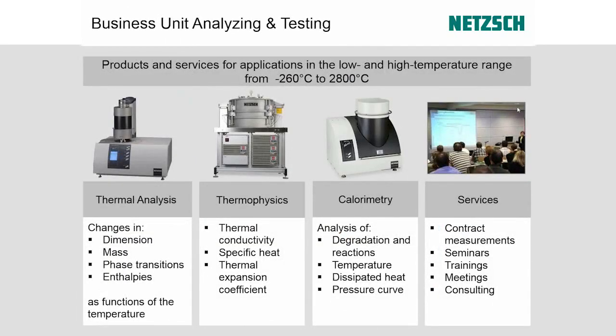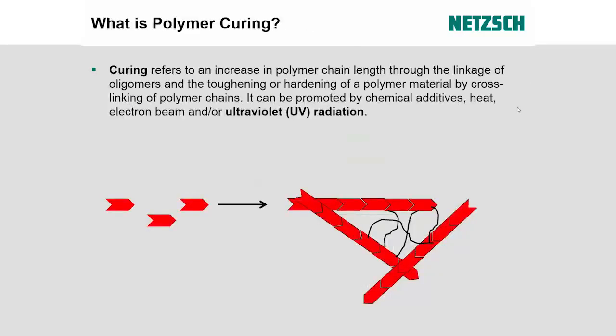Here in analyzing and testing, we have a couple primary parts of our business. First and foremost, we create instrumentation. So that's thermal analysis for changes in dimension, mass, phase transitions, and enthalpies as a function of temperature, thermal conductivity, specific heat and thermal expansion, as well as calorimetry. But we have a secondary component of our business where we also do contract measurements, seminars, trainings, and webinars like this.